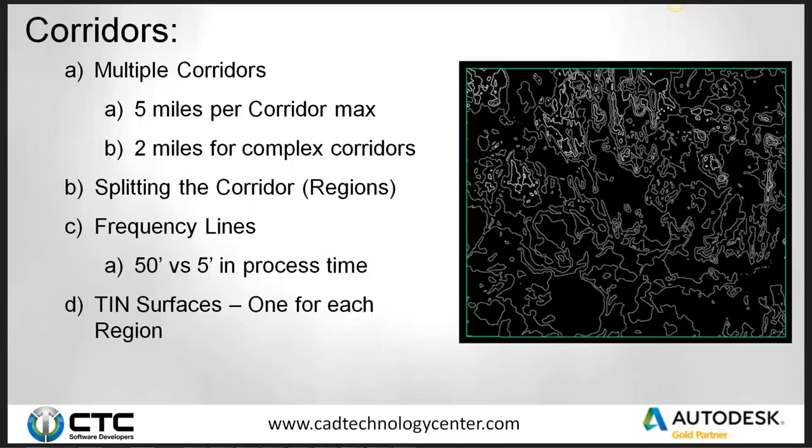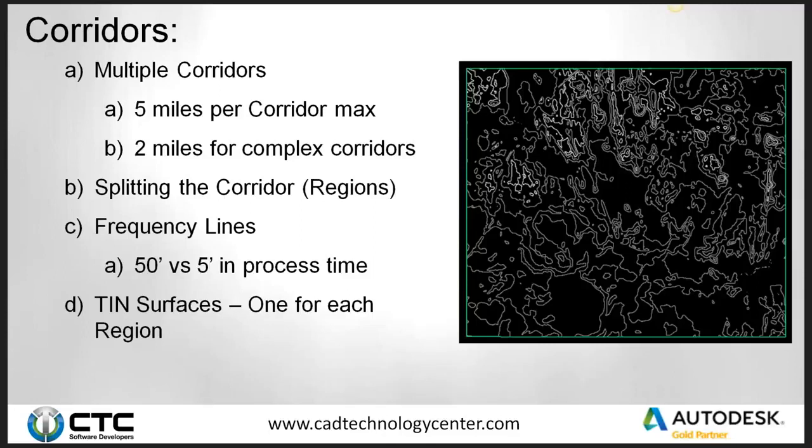Breaking that corridor up into 5 separate regions is going to help speed things up if you turn off those regions. Hey, I'm not working in that region. Go ahead and turn off, I'm working at the intersection. Turn off the regions that are half a mile away. I'm not working in that area. I don't need to see them. Just turn them off.